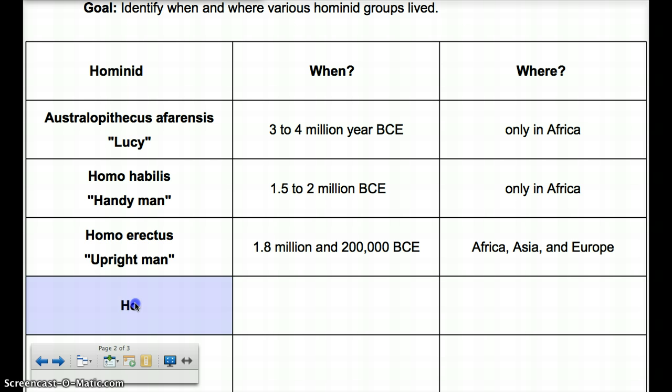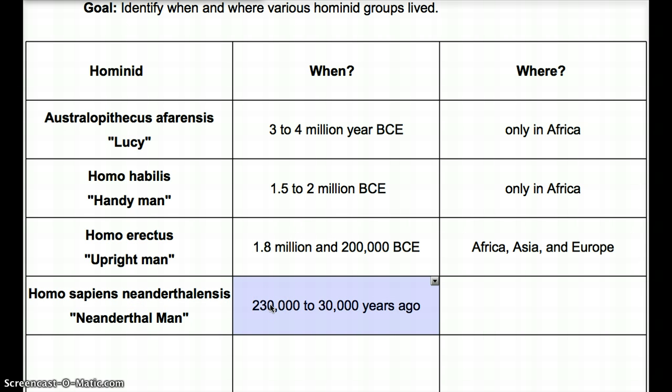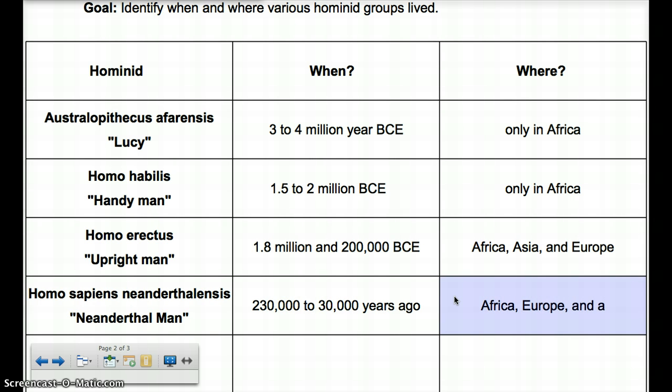Next up, let's talk about Homo sapiens neanderthalensis. Another big name, so let's have a nickname. Let's call this Neanderthal Man. Alright, Neanderthal man hit the scene between 230,000 years ago to about 30,000 years ago. Well, where did Neanderthal man live? Neanderthal man lived in Africa, Europe, and parts of Western Asia.